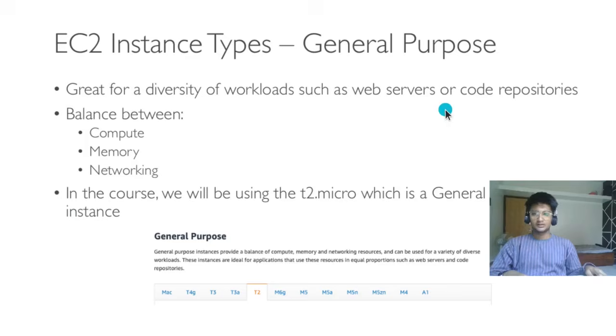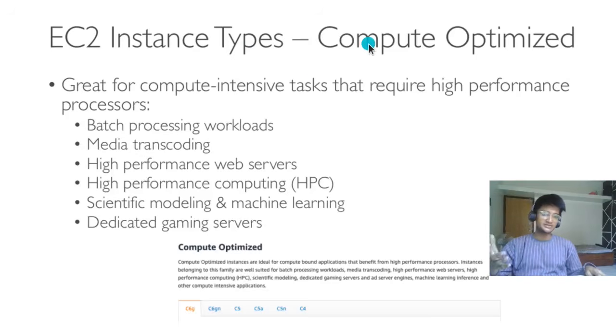And next is compute optimized. It is good for compute intensive workloads that require high performance processors, and the use cases are batch processing, media transcoding, high performance web servers, high performance computing, scientific modeling and machine learning, and dedicated gaming servers. So workloads that need a large amount of CPU can be created through compute optimized, and this is one of the most important or most asked questions in the exam as well.